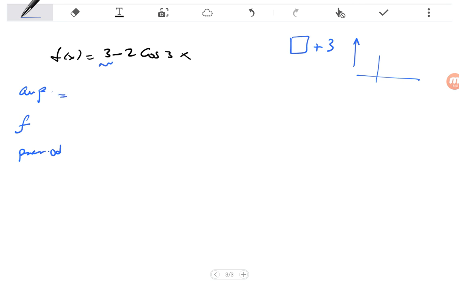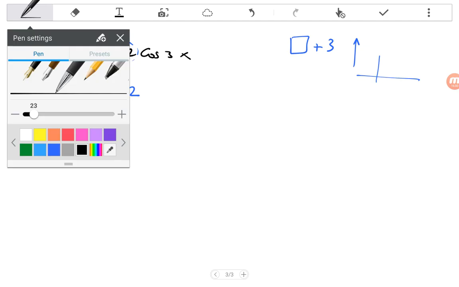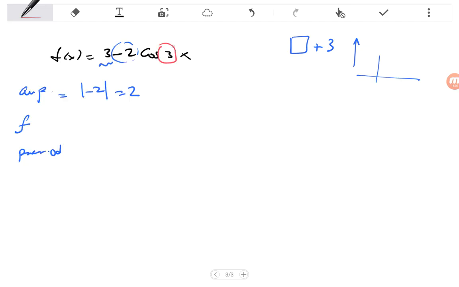What is the amplitude? We just take that number in the absolute, so it will be 2. What about the frequency and the period? You just take the coefficient of x and call it omega. So omega is 3.